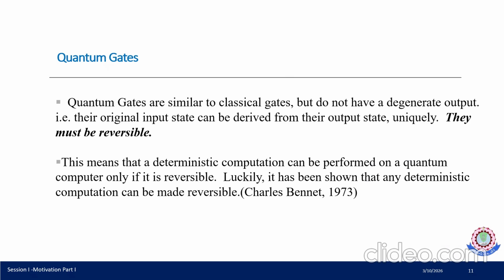Quantum gates are similar to classical gates but do not have degenerate output, that is, the original input state can be derived uniquely from the output state. They must be reversible. This means that deterministic computations can be performed on a quantum computer only if they are reversible. Luckily, it has been shown that deterministic computation is possible by Charles Bennett.